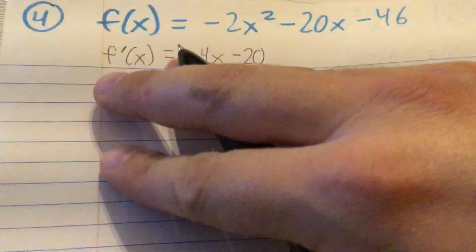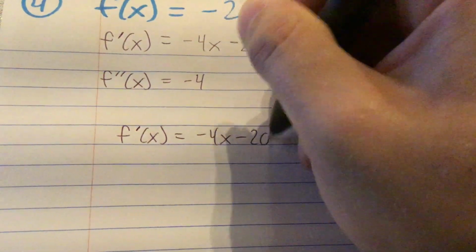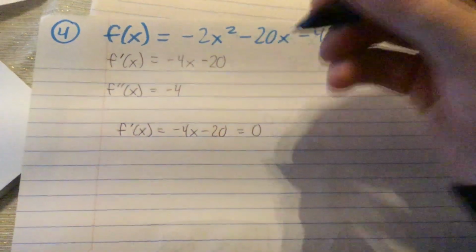Now that I got that out of the way, let's figure out some horizontal tangent lines by setting f prime of x equal to 0. Let me just move my hand. Yeah, there we go. And setting that equal to 0.